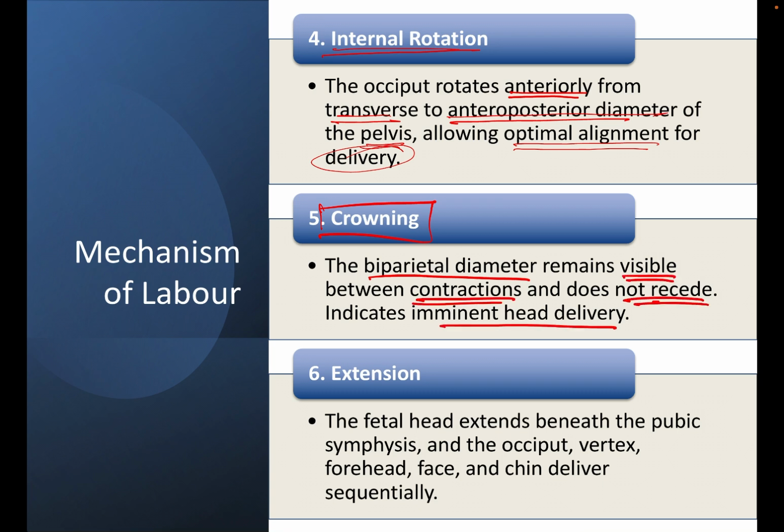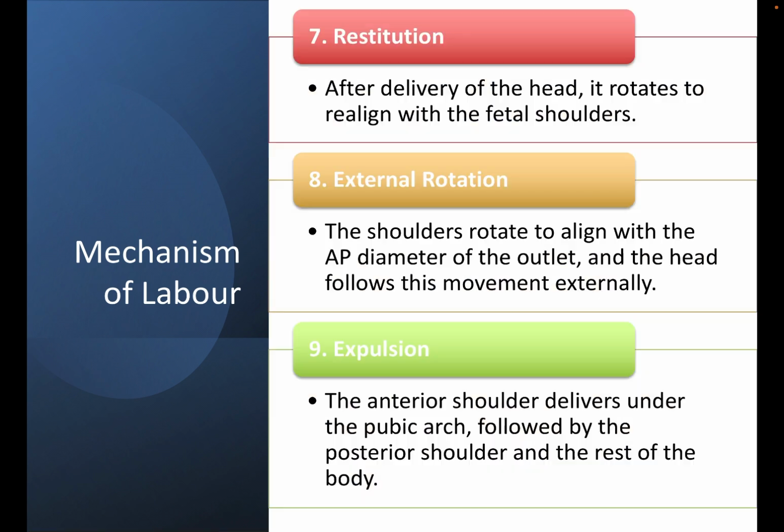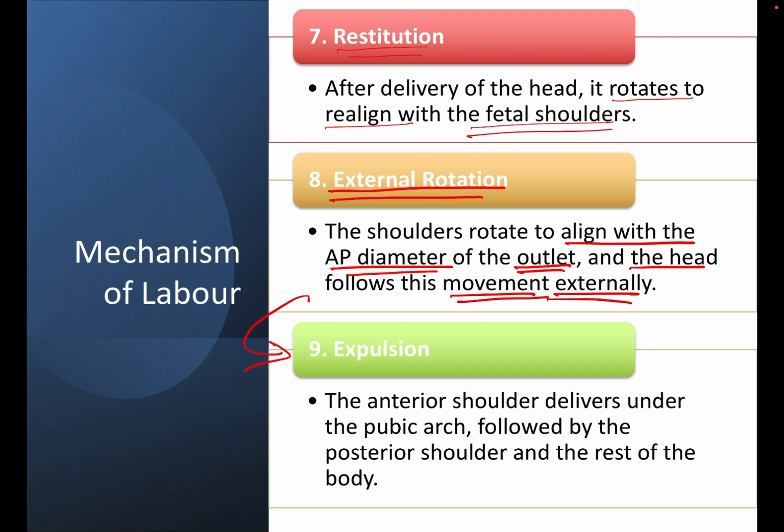It indicates imminent head delivery, followed by extension. Here, the fetal head extends beneath the pubic symphysis and the occiput, vertex, forehead, face and chin deliver sequentially. Then restitution. After delivery of the head, it rotates to realign with the fetal shoulders, followed by external rotation. Here, the shoulders rotate to align with the anteroposterior diameter of the outlet and the head follows this movement externally. Finally, there will be expulsion, wherein the anterior shoulder delivers under the pubic arch, followed by the posterior shoulder and rest of the body.